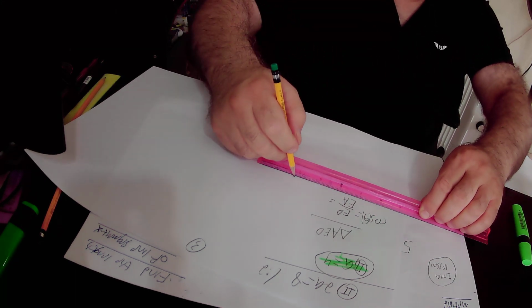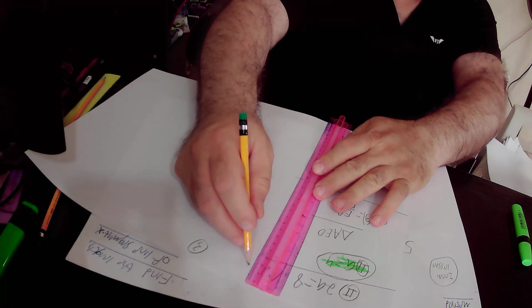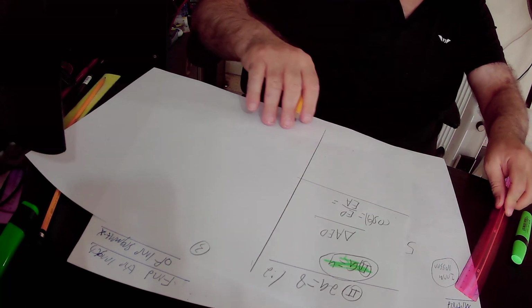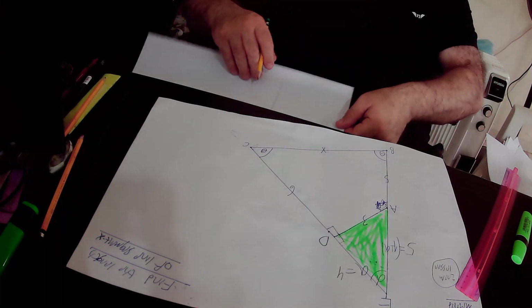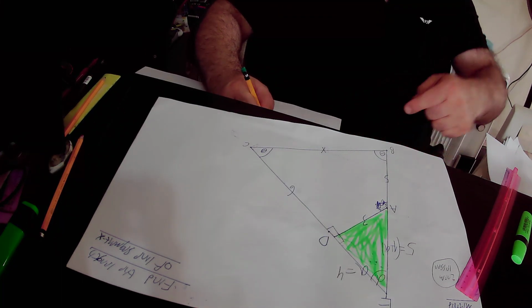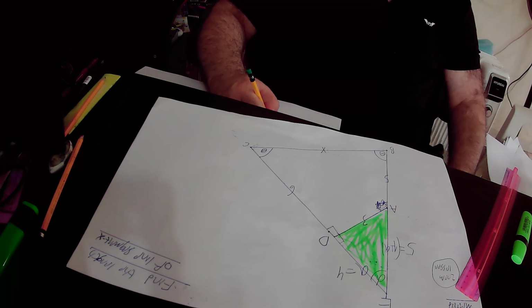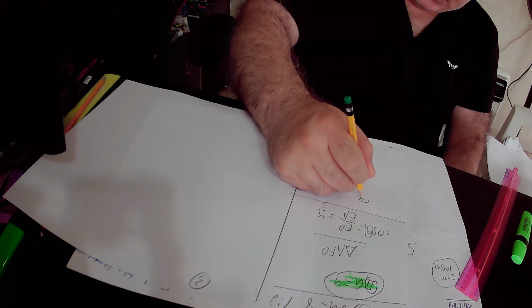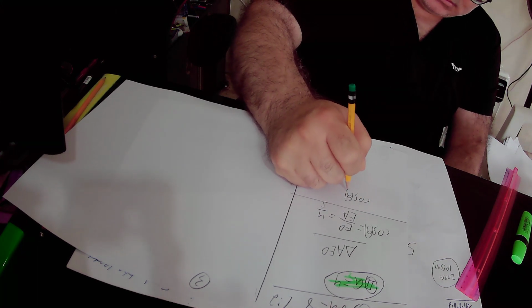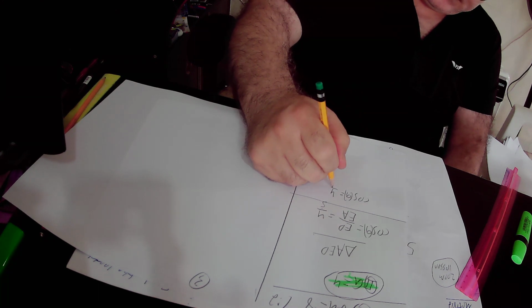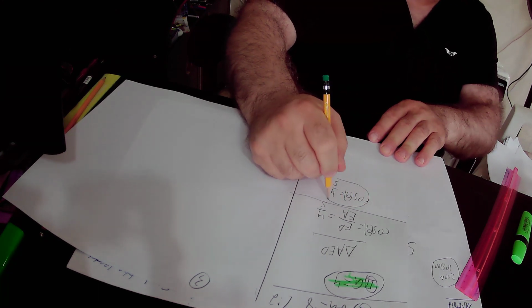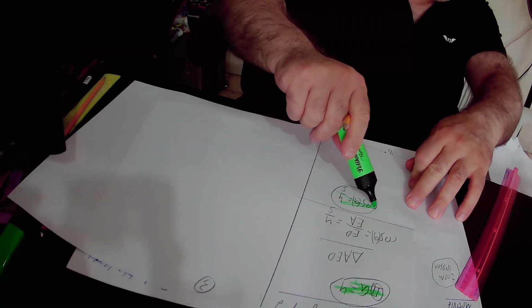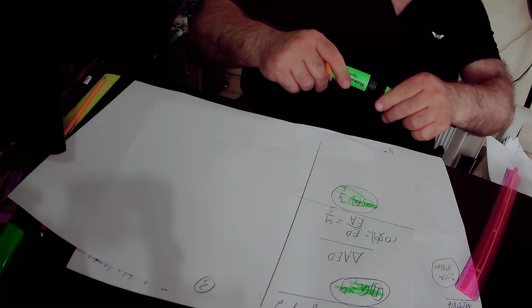So ED equals 4 units and EA equals 5 units. So in conclusion, we found out that cosine alpha equals 4 over 5. Cosine alpha equals 4 over 5.